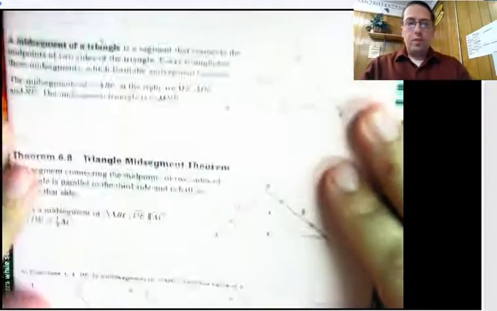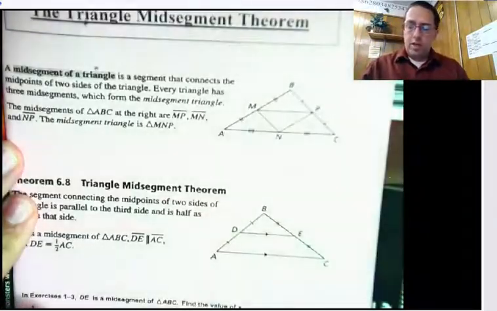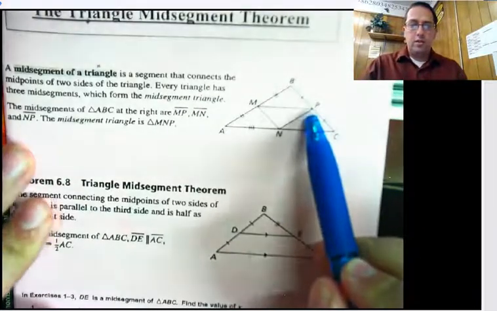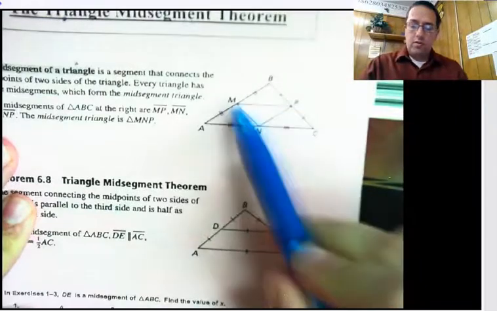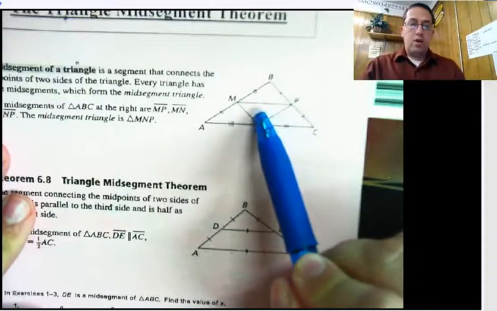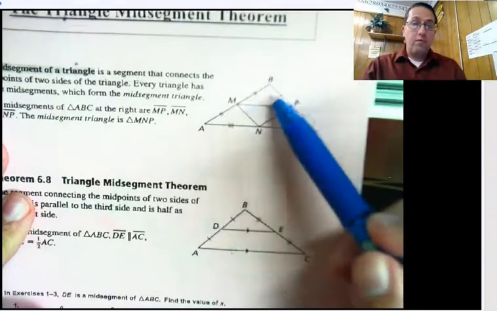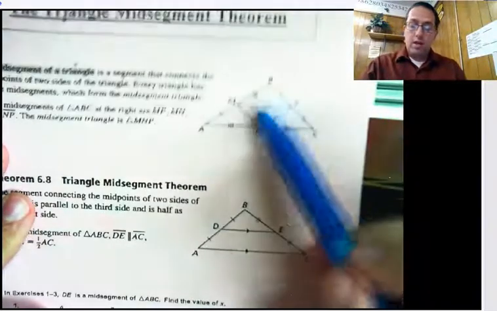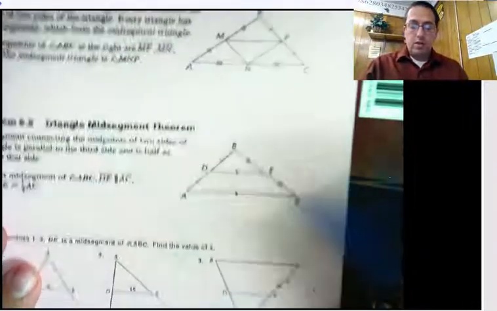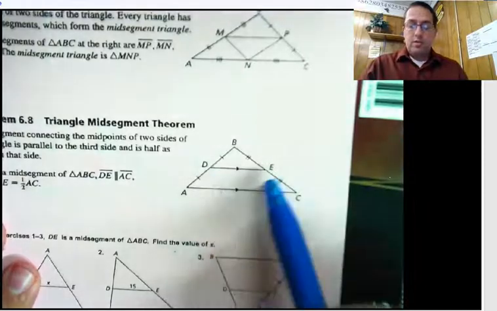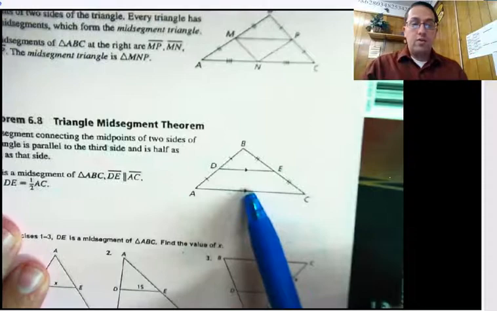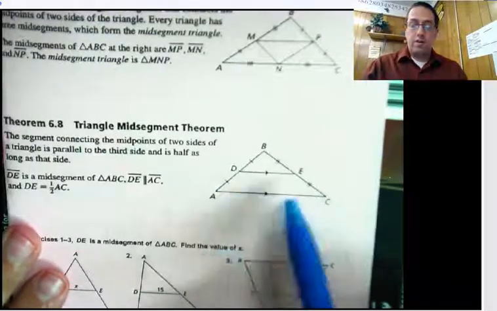So, midsegments, just to recap, they connect the midpoints of 2 sides. If you have all 3 of your midsegments, you get another little bitty triangle called the midsegment triangle, which we saw is 1/4 the size of the whole thing, and it divides it into 4 congruent triangles. Okay, the triangle midsegment theorem says that the midsegment is going to be parallel to the third side, and it's going to be half the length of that third side.